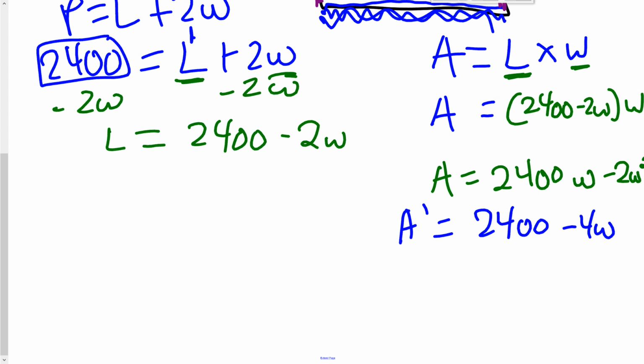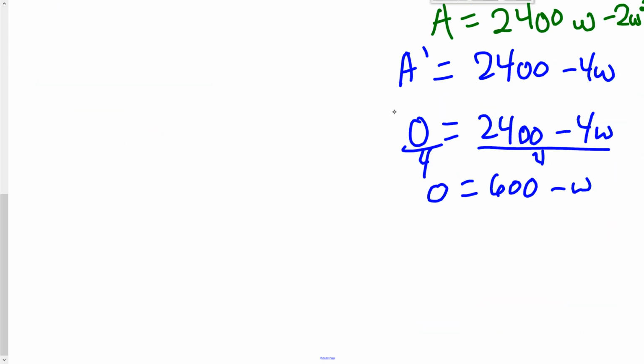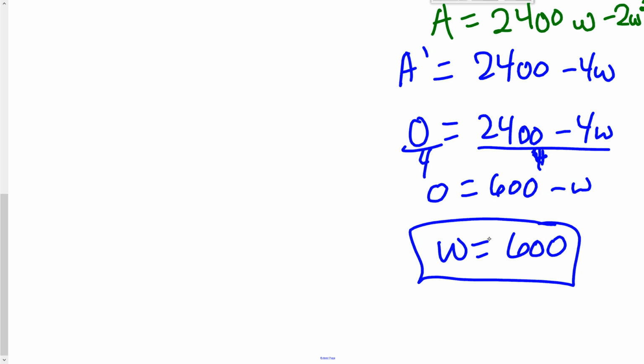I don't know. But the other way is taking the derivative of our area, set it equal to 0, because that's where we're going to find our maxes and mins. Go ahead and solve this so we can divide everything by 4. So we get 600 minus W equals 0, because when I divide this side by 4, I still get 0. All right, then we can just say W equals 600. So now we know our width to get our maximum is 600.